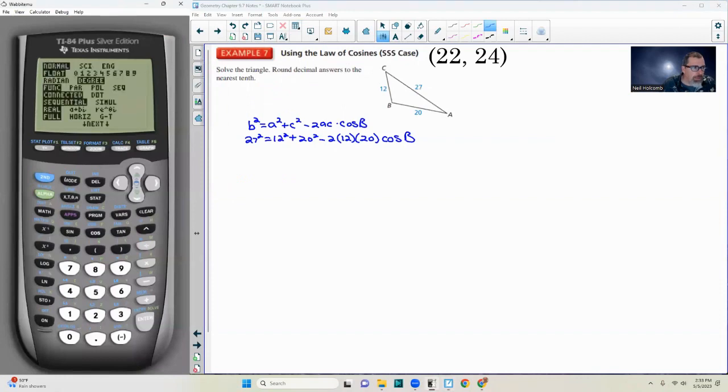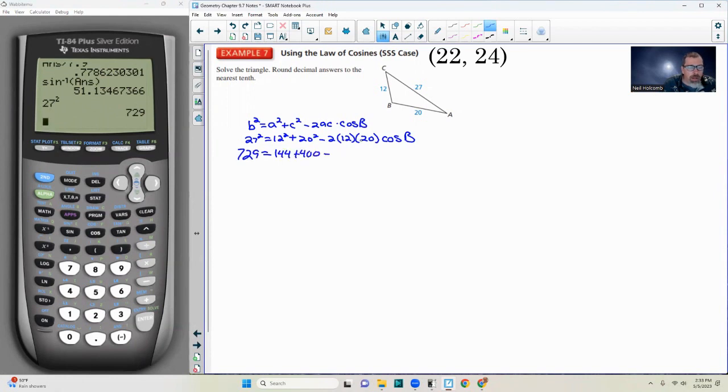On, mode, second quit, 27 squared, enter. 729 equals 144 plus 400 minus 12 times 20, which is 240, times 2 is 480. That will be 480 cosine B. 729 equals, add these, which would be 544 minus 480 cosine B.